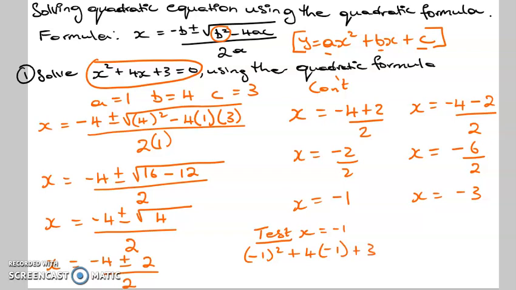Negative 1 squared is 1, plus 4 times negative 1 is negative 4, plus 3. And so here you have 1 minus 4. That's going to give you negative 3. And negative 3 plus 3 is equal to 0. Alright guys, so there you go with your test. You can go ahead and test it out for yourself using the negative 3.